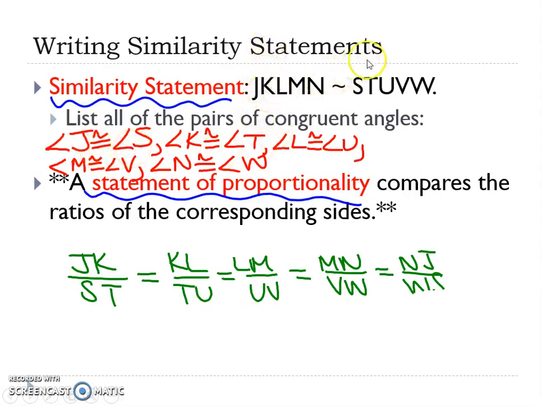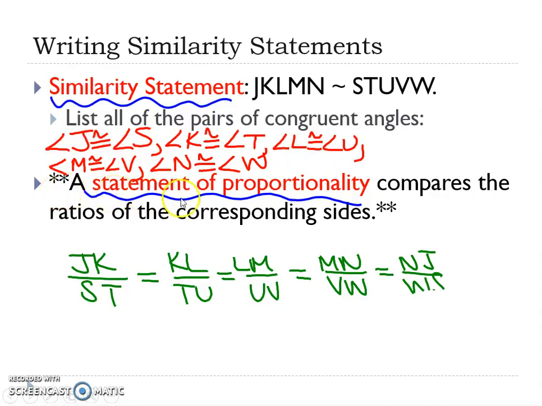Angle K and angle T are congruent because they're the second angle. Angle L, angle U is congruent. Angle M, angle V congruent. Angle N and angle W are congruent. So the corresponding angles are congruent.